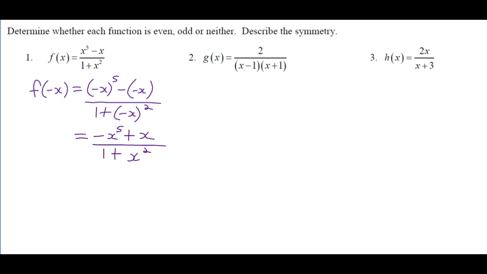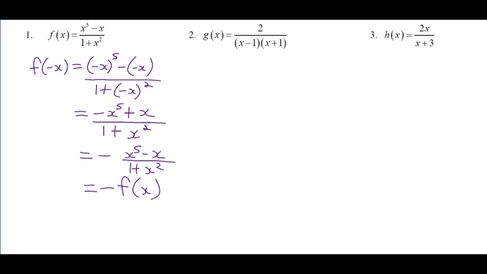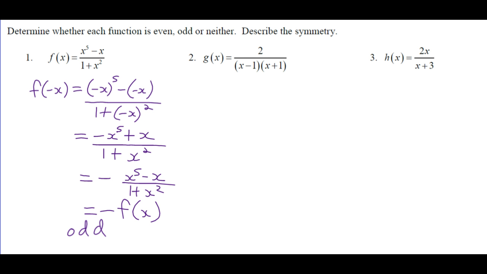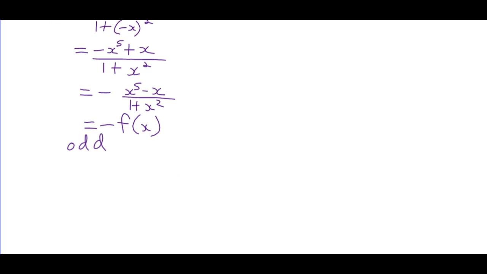So how does this compare to this? Factor out that negative, right? So you could write it's the negative of x to the 5th minus x over 1 plus x squared. Well, that's odd. Okay, and that's true. That is odd. Okay, so it's symmetrical about the origin, right? Describe the symmetry. So symmetrical about origin.